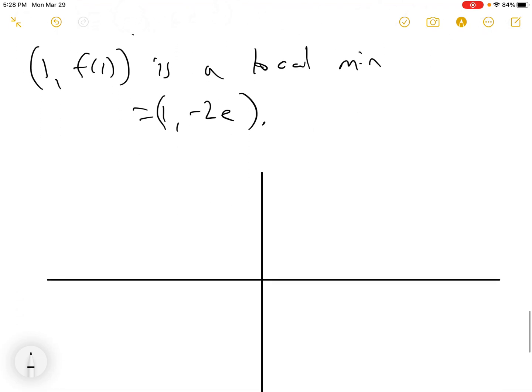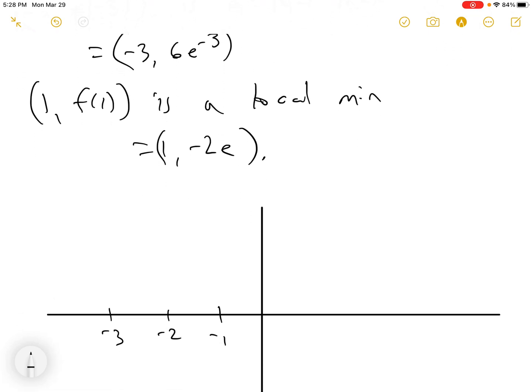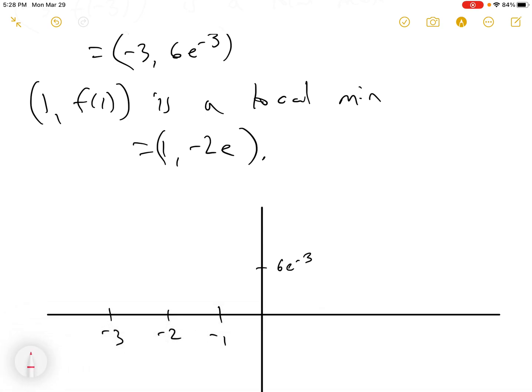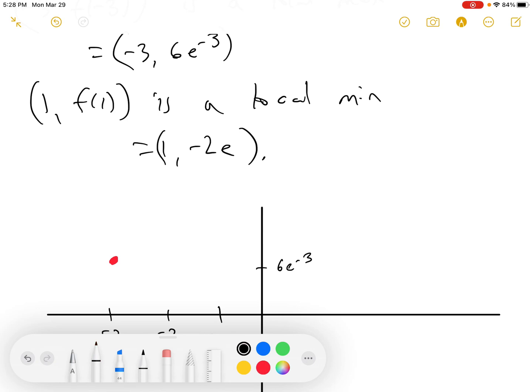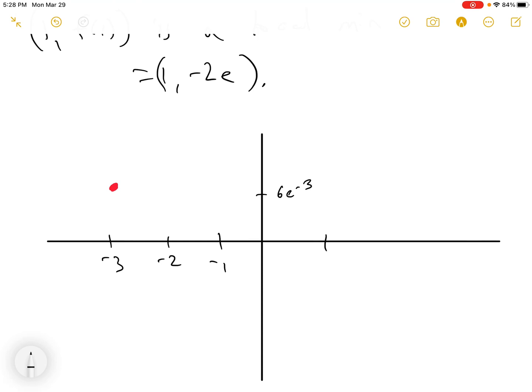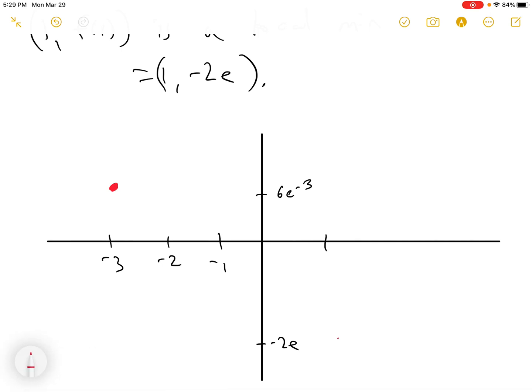So we know there is a maximum at -3, 6e to the -3. I don't know what that number is. It's positive. That's all that matters. So -3, 6e to the -3. Let's put a point there. And then we know there is a minimum at 1, -2e. It's going to be down here somewhere. There's 1, -2e. Okay. That's going to be a minimum.